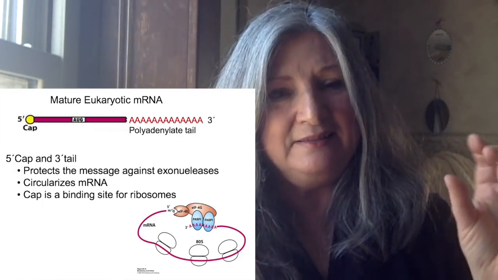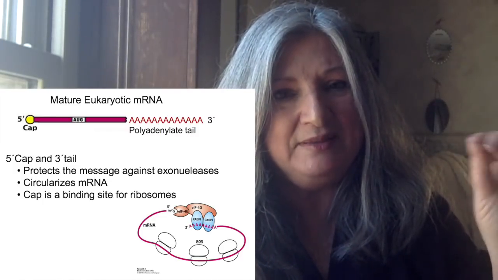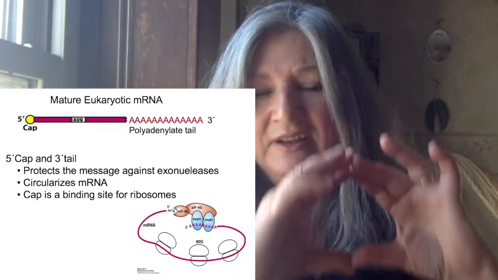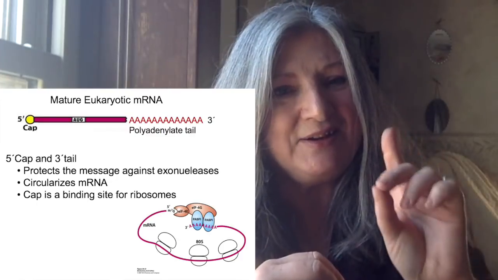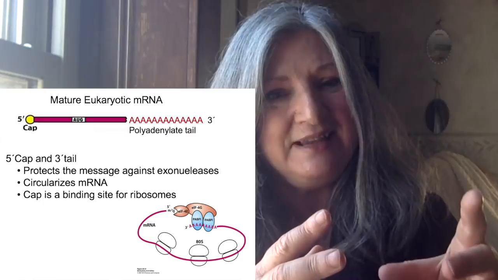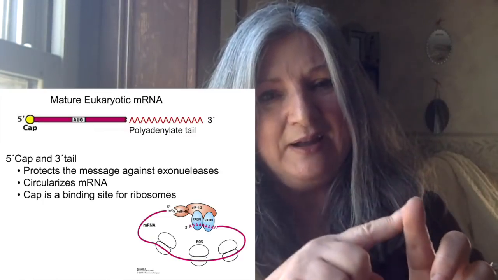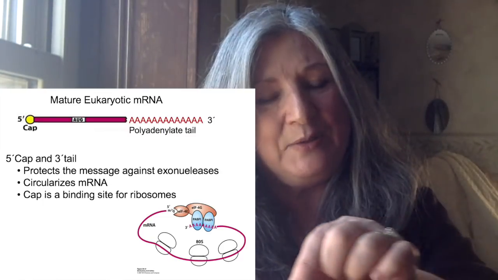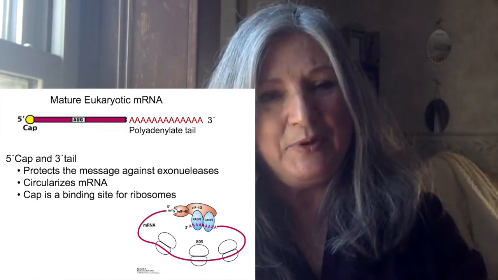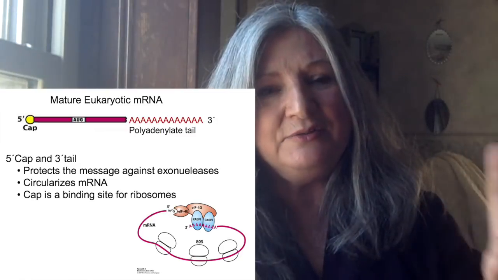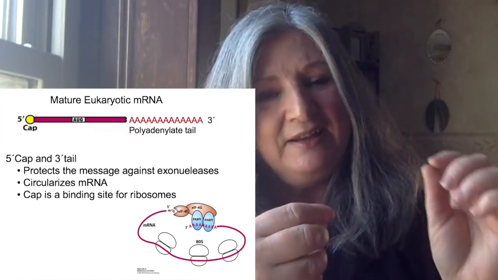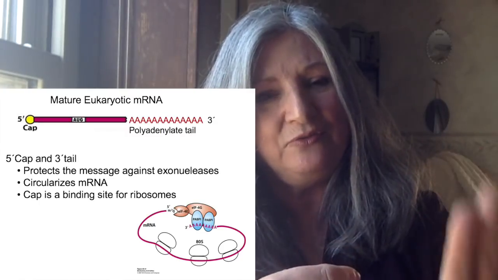The other thing that these two regions do, the cap and the tail, is they can bind to other proteins to circularize that message. The 5' cap is also a place for the ribosome to bind to. So during translation, the ribosome is going to bind to the 5' cap and find the right place to start translation. So 5' cap, 3' polyadenylate tail are used for protecting the message, circularizing the message, and also the 5' cap is used for ribosome binding.